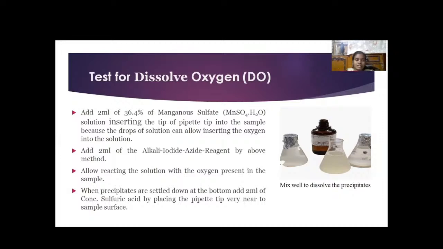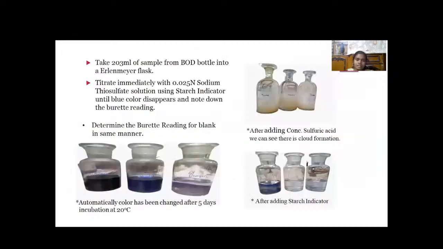When the precipitate has settled at the bottom, add 2 ml of concentrated sulfuric acid by placing the pipette tip very near to the sample surface. After adding the sulfuric acid, we can see a cloud formation. After the cloud formation disappears, we add starch indicator and immediately titrate with 0.025 N sodium thiosulfate until the blue color disappears.